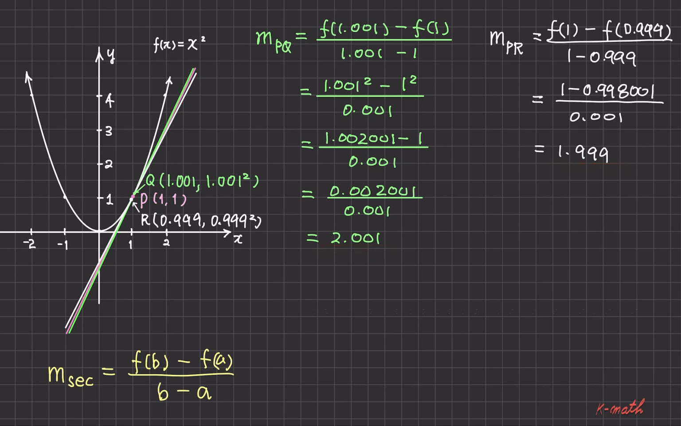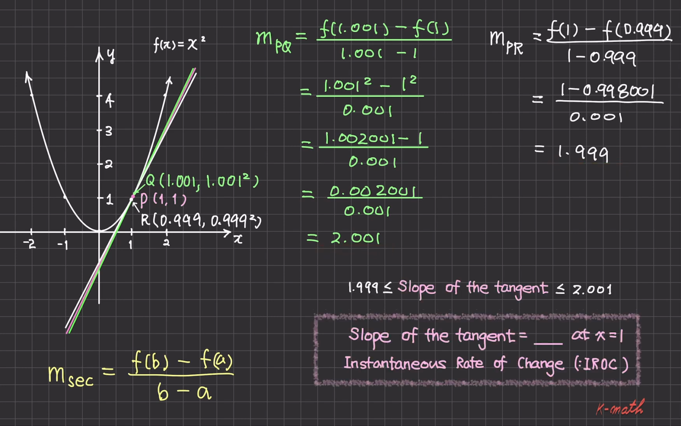That means the slope of the tangent line is between these two. You can take either one or you can average them. The average slope is 2.001 plus 1.999 divided by 2, which equals 2. Therefore, the slope of the tangent line at x equals 1 is approximately 2. It represents the instantaneous rate of change at x equals 1.